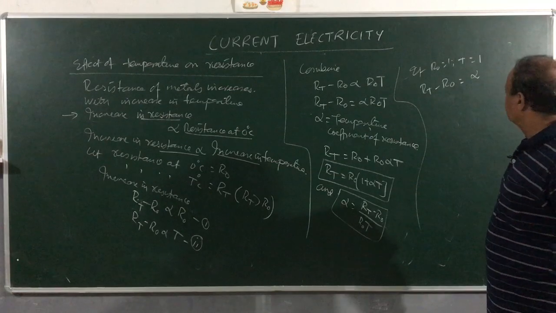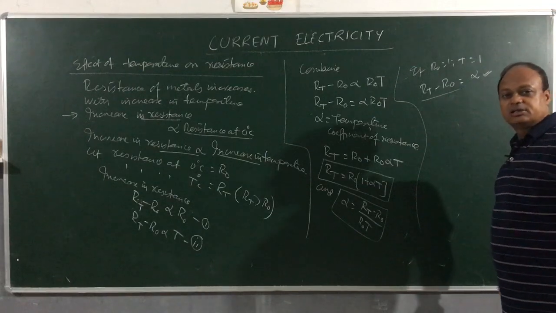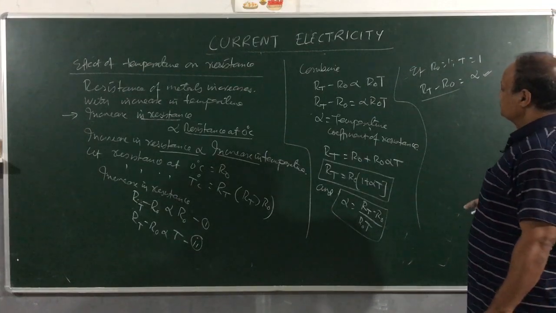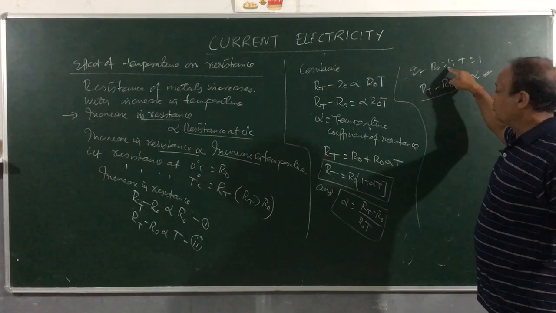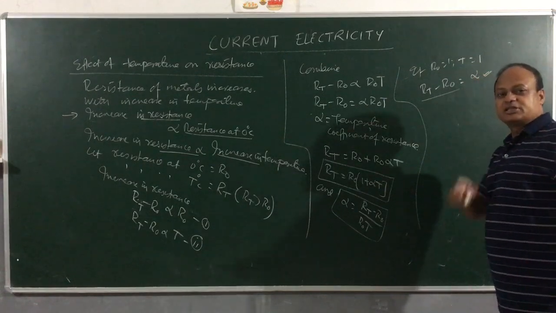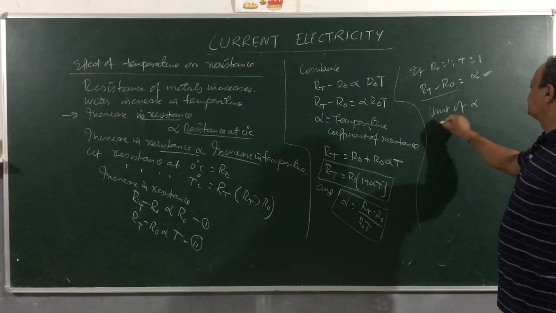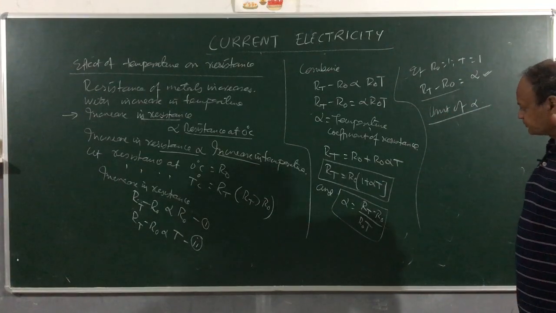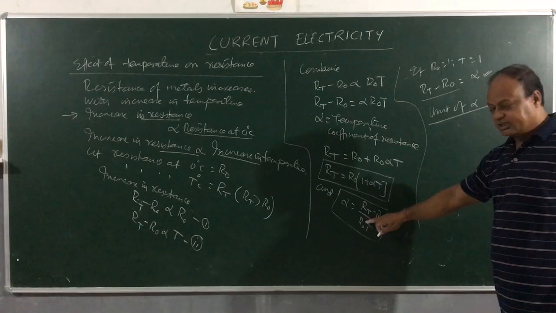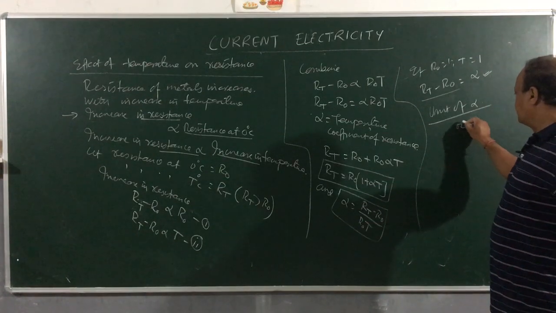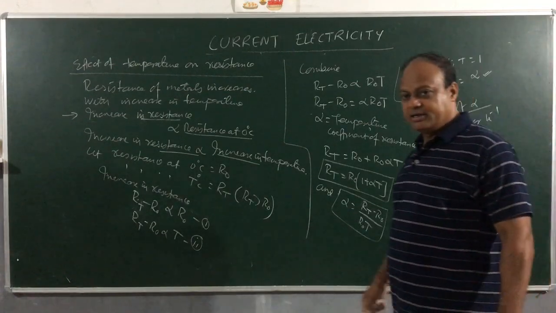So what we can say is the temperature coefficient of resistance is equal to the increase in resistance of a conductor if its resistance at 0 degree Celsius is 1 ohm and the increase in temperature is 1 degree Celsius. Okay. And children, what will be the unit of alpha? If I use ohm, the ohm will cancel out. So it will be per degree Celsius or per Kelvin. This you can keep in mind.